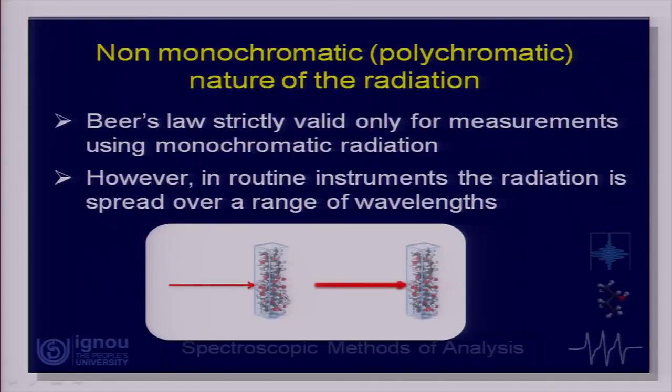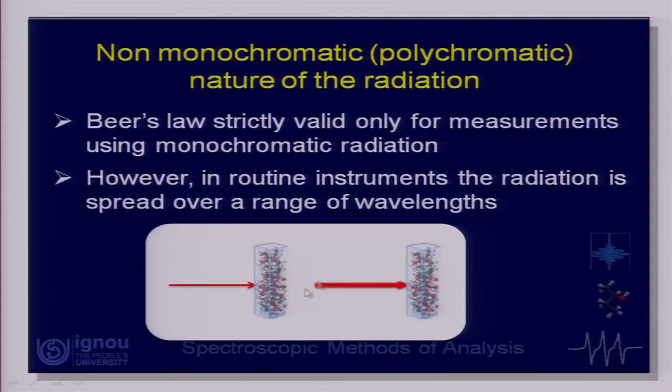But if it so happens that this is my absorbing species, but the radiation coming is polychromatic, that means there are a lot of radiations of different wavelengths passing simultaneously through the medium, in that case we find that the law does not hold. That is what I meant here. This is a container having my absorbing species, and this is my monochromatic radiation. It is a depictive one here.